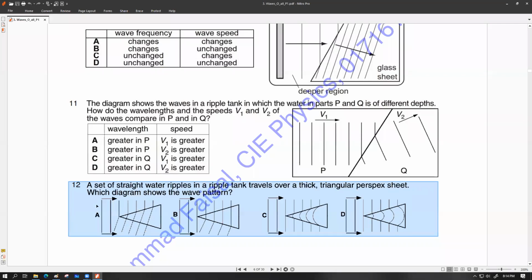Yes, sir. Okay, so this one is unacceptable because this is showing refraction in an unacceptable place. Same thing over here. Now here comes C and D.